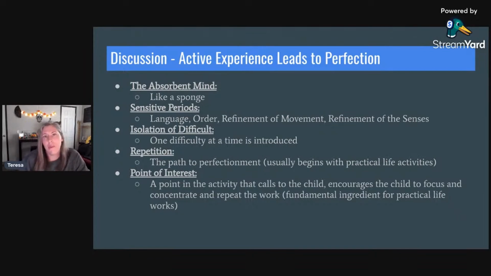And the same thing goes for the refinement of movement. The child has this intrinsic need to perfect movement, to perfect those muscle movements. They've been developing those muscles. Now they need to perfect them. Same thing with refinement of the senses. So when we're talking about isolation of difficulty in development, what we're talking about is we're only introducing one difficulty at a time because we want the child to perfect one small skill at a time.